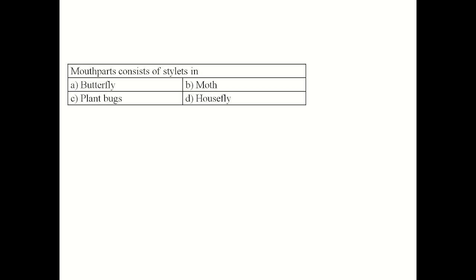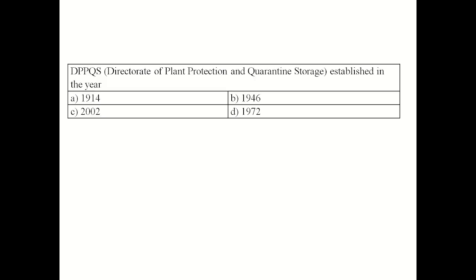Mouthparts consisting of stylets in plant bugs. Irreversible gland osmeteria is present in citrus butterfly larvae. DPPQS, Directorate of Plant Protection, Quarantine and Storage, was established in the year 1946.